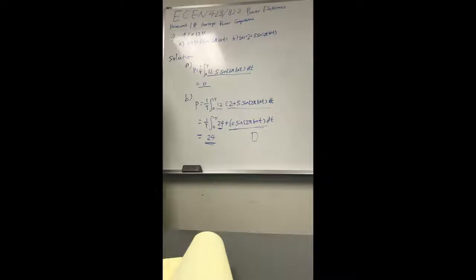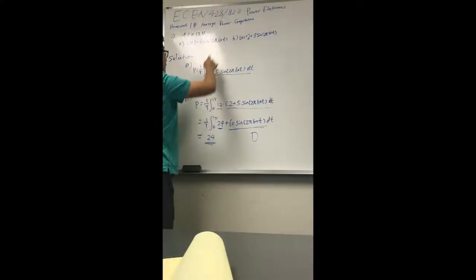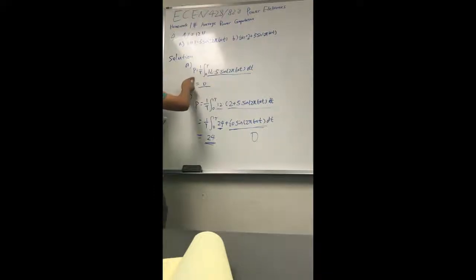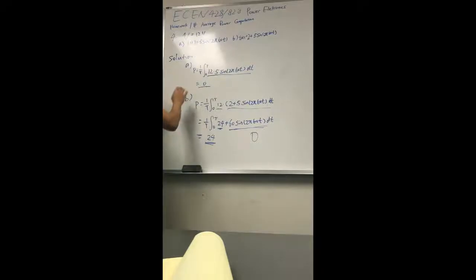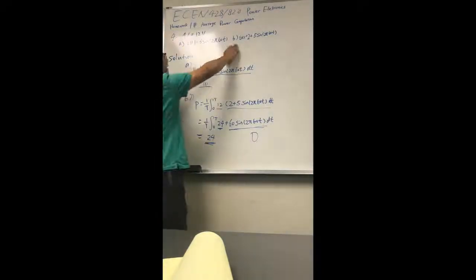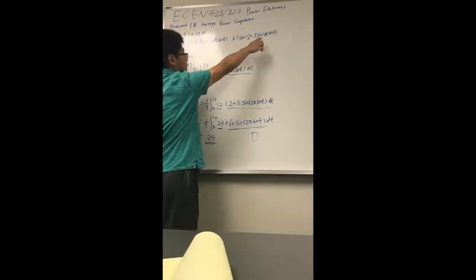Question 4 is similar to question 3. The voltage is given and there are two currents. For the first one, it equals 5 times sine 2 pi times 60 t. So we use this equation, the voltage times the current. Because this is a sine function, the average value equals 0. For the second one, it equals 2 plus 5 sine 2 pi 60 t.